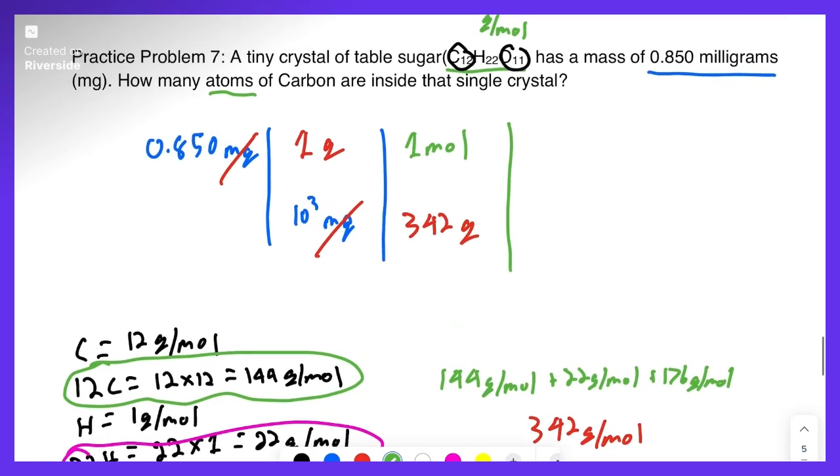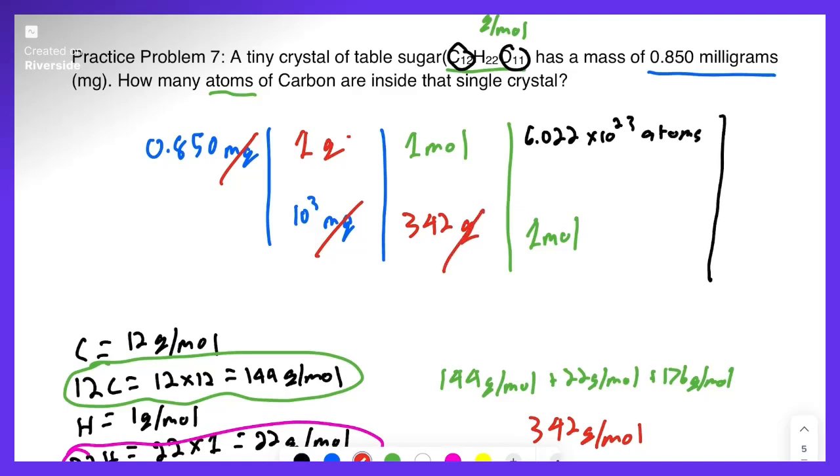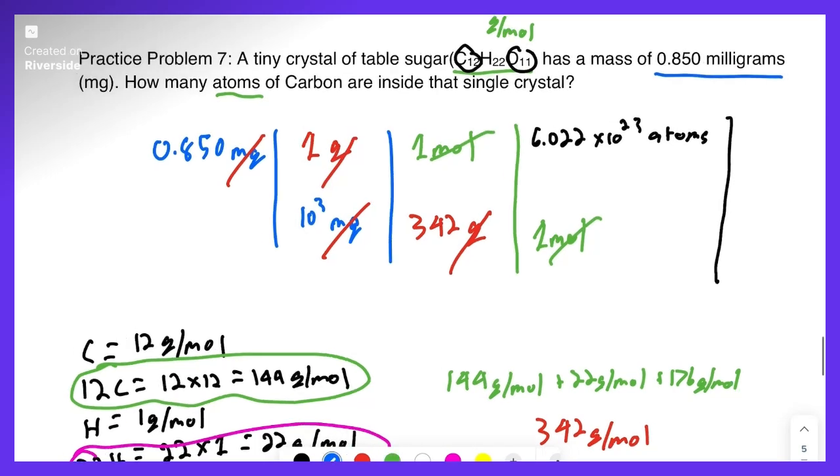So now that we have moles, we want to get the amount of atoms. So to get this, we can use our Avogadro's number, right? We know that there's 6.022 times 10 to the 23 of something in 1 mole. In this case, we can say atoms. So 1 mole has 6.022 times 10 to the 23 atoms. And now, if we look and keep track of our units, we can see that we canceled out grams and we canceled out moles. And our final unit is atoms.